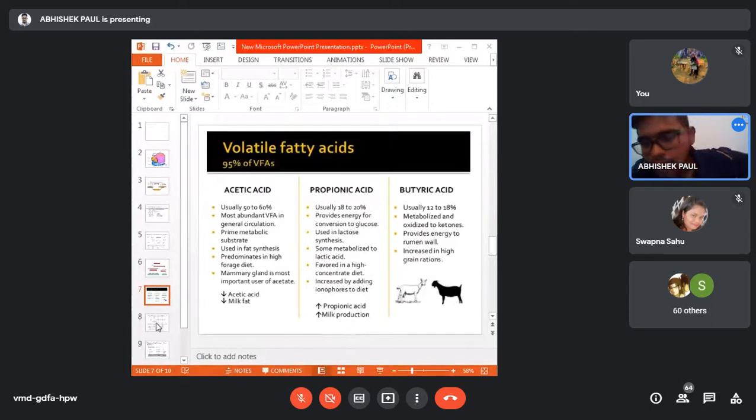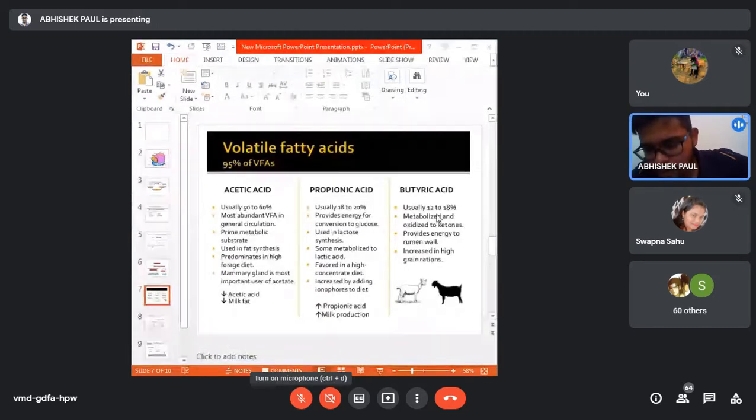Now about butyric acid. The major role of butyric acid is the development of the rumen papilla. I hope in anatomy, whether you have studied or not, the ruminal papilla and the ruminal wall, about the structure of the rumen.